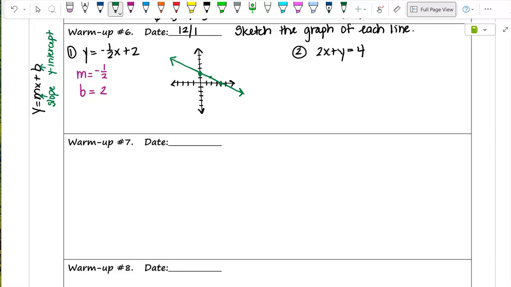Now in problem number 2, 2x plus y equals 4, they're giving me the equation in standard form. We said we need it in slope-intercept form, which means I need to get it where the y is by itself. So I'm going to subtract 2x from both sides. So we have y equals negative 2x plus 4. Now it's in slope-intercept form. So what is my slope for this problem? Negative 2. And what is my y-intercept?